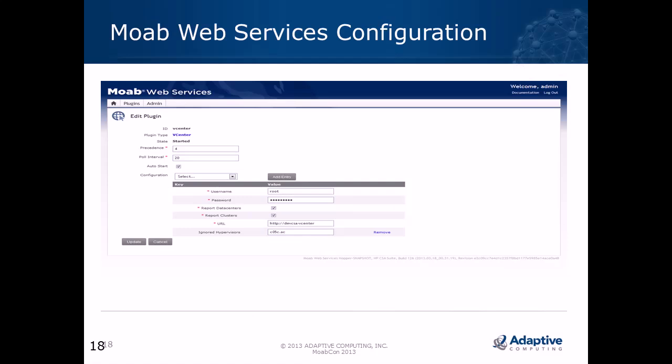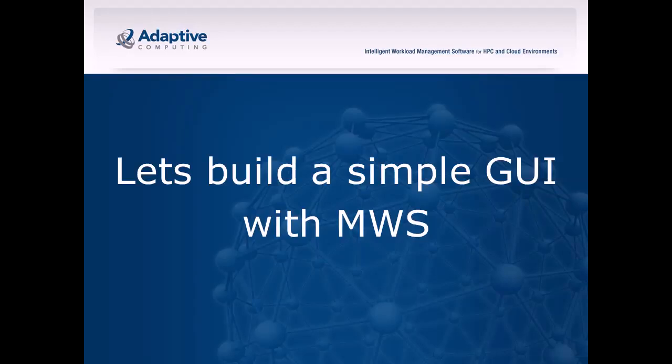A simple screen showing you how to edit a plugin. In there you type in your preferences. You type in the polling interval. Auto start, yes: do you want Moab to start it automatically when it starts? Yes. And also the credentials that you use to log onto your plugin if need be. Straightforward, as simple as that.